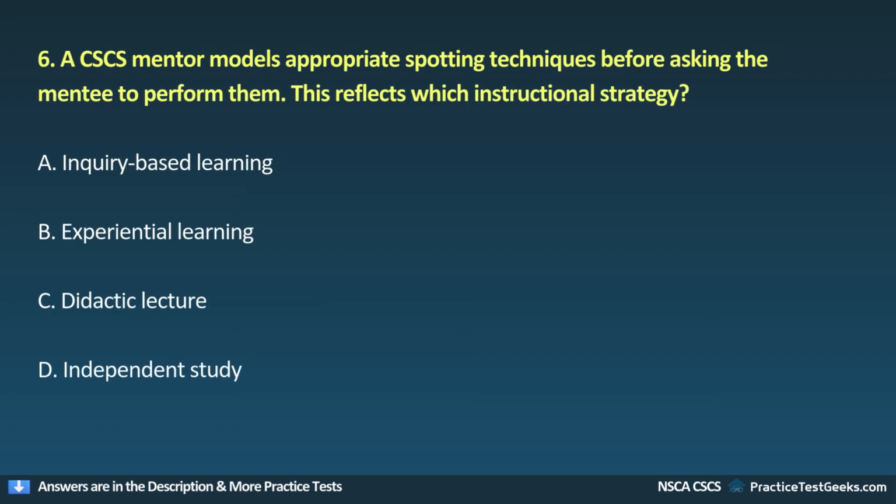6. A CSCS mentor models appropriate spotting techniques before asking the mentee to perform them. This reflects which instructional strategy? A. Inquiry-based learning. B. Experiential learning. C. Didactic lecture. D. Independent study.